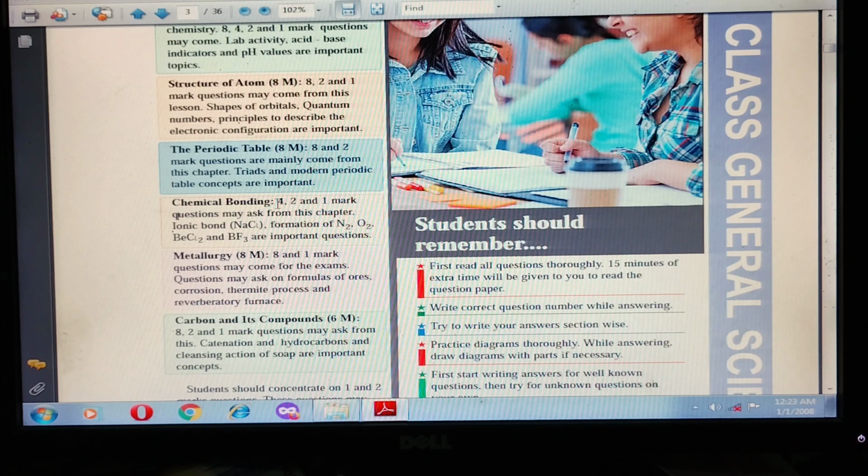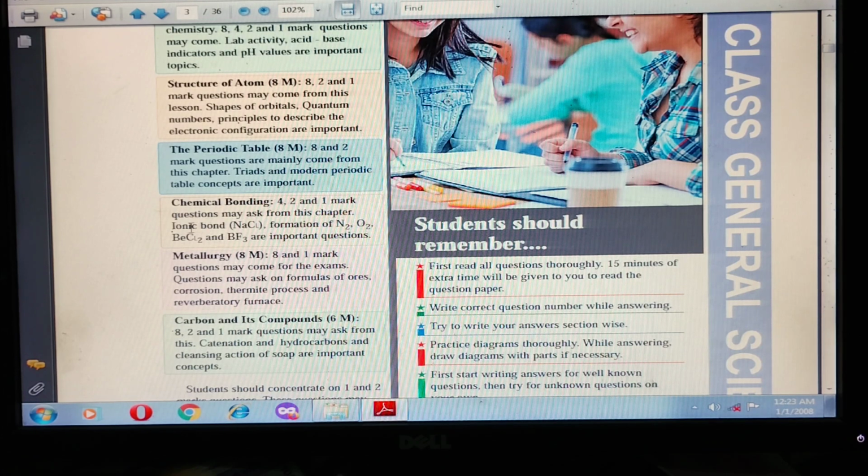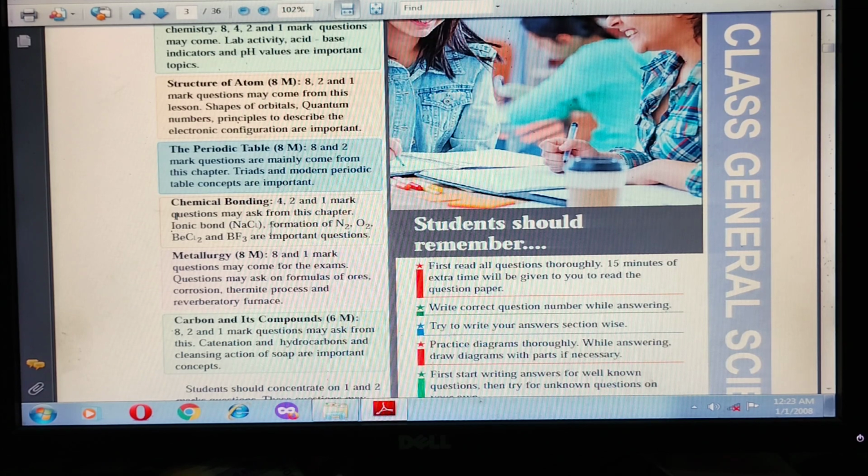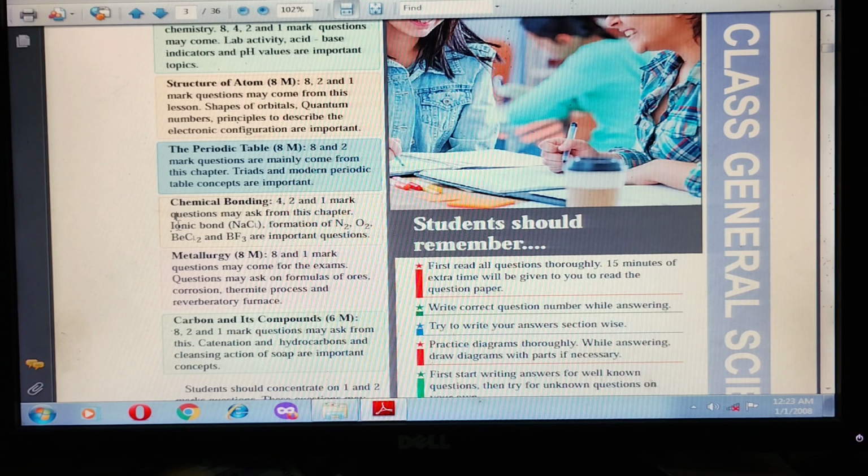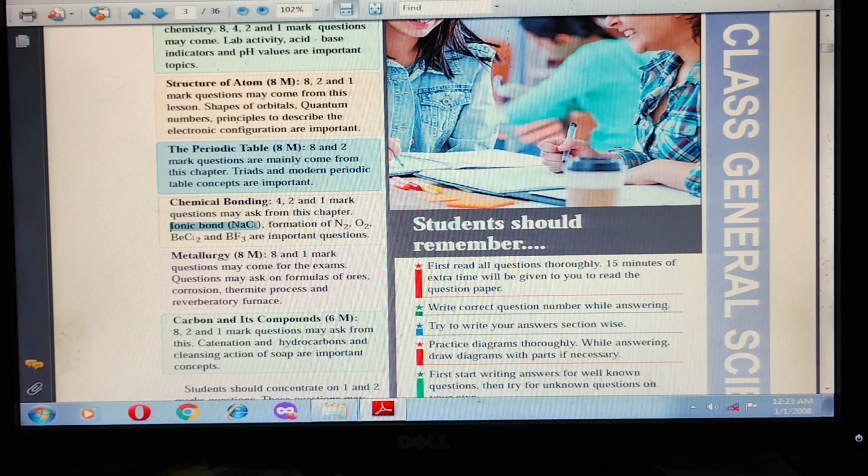From this chapter also there is a chance of getting approximately 7 marks, 4 marks, 2 marks and 1 mark questions. Already in the pre-final examination they asked: explain the formation of NaCl and CaO. Here they also mentioned explaining the ions. That means in chemical bonding we are discussing two kinds of bonds, ionic bonds and covalent bonds. So students should focus on ionic bonds.